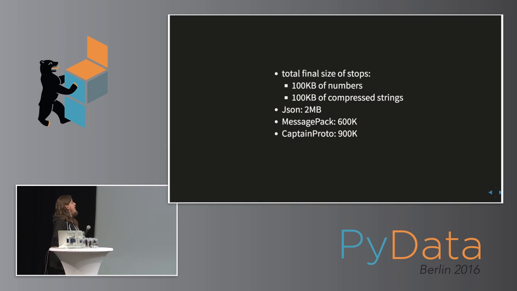So in the end, I have about 200 kilobytes using all of my bit magic and hacking. And the JSON was 200 megabytes, message pack was 600K, and Captain Proto was 900K. Presumably, if you actually use a very strong compression, those differences will get a bit smaller.